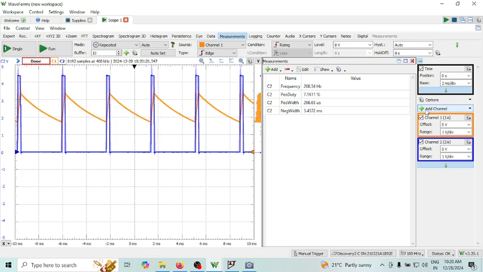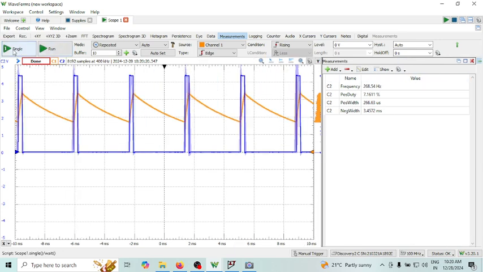The other way is also possible. What do I mean by the other way? Let me make R1 very large, or let me make R2 small. So R2 I'm making hardly 330 ohm or maybe 400 ohm. You can see now duty cycle will be very large.